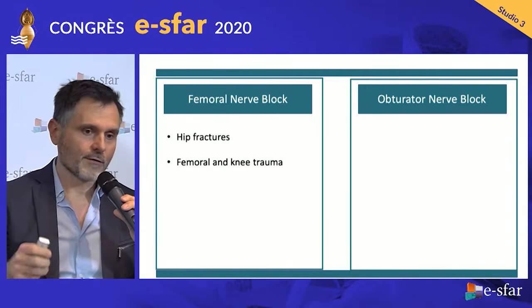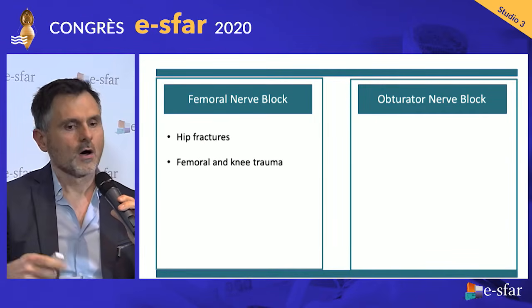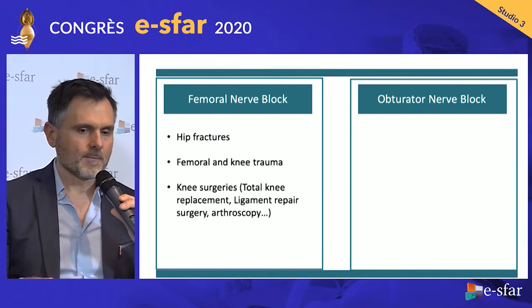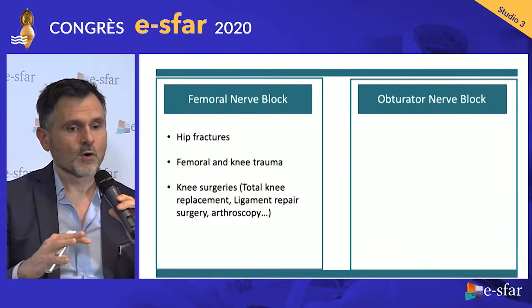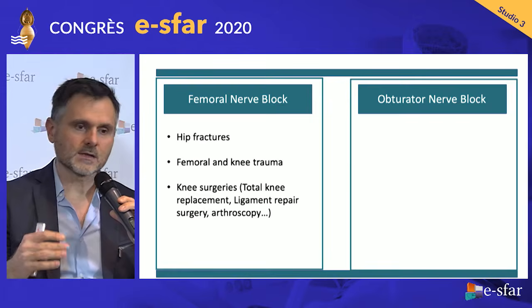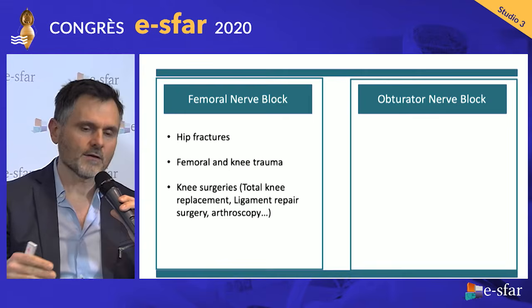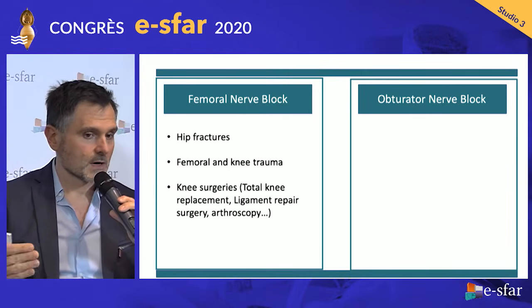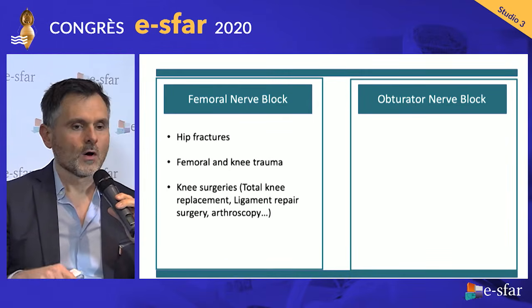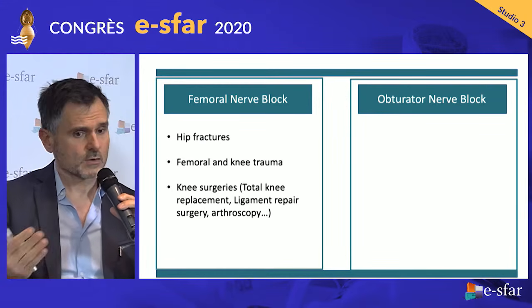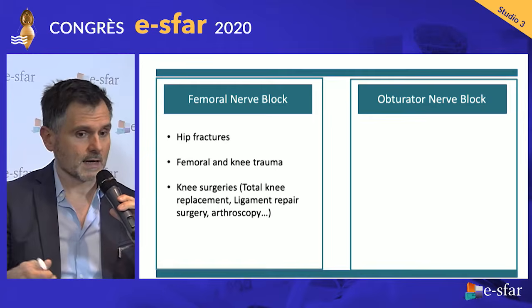Other trauma of the femur and knee trauma are good indications too for the femoral nerve. For knee surgery, the femoral nerve block could be used as an anesthetic technique with the addition of the sciatic nerve, obturator nerve, and lateral cutaneous nerve of the thigh. Or it could be used as an analgesic technique alone or in association with the obturator and the sciatic nerve.